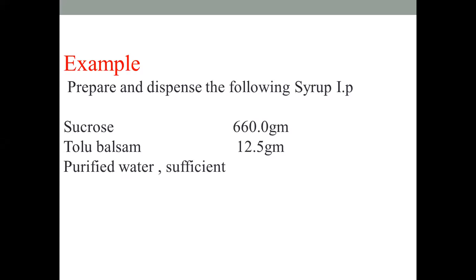That is by agitation. So prepare and dispense the following 100 ml of Tolu syrup IP, in which formulations are given. Ingredients: Tolu balsam, 12.5; sucrose, 660 grams; and purified water sufficient to produce 1000 grams. Then the method, how it is performed by extraction process or by agitation. So add the boiling purified water to the Tolu balsam which is contained in the tared vessel.